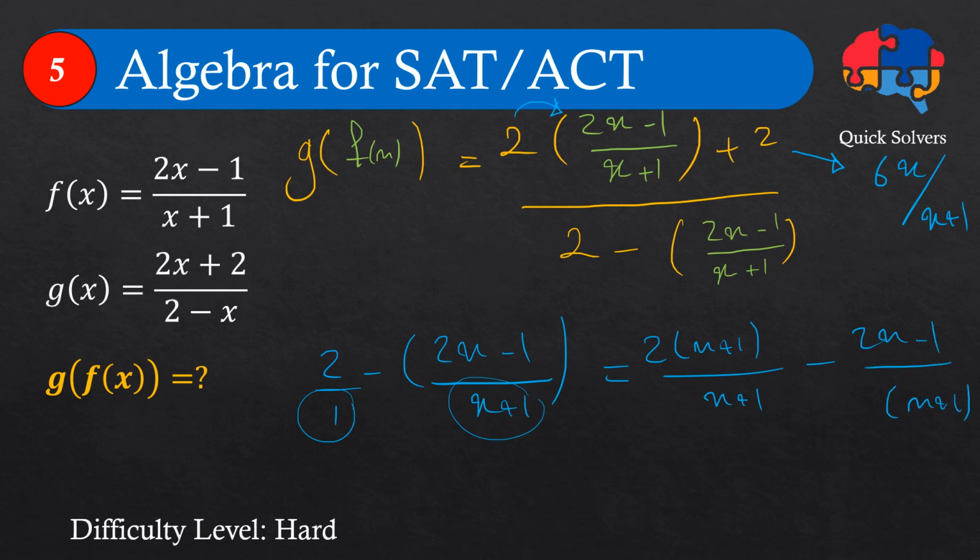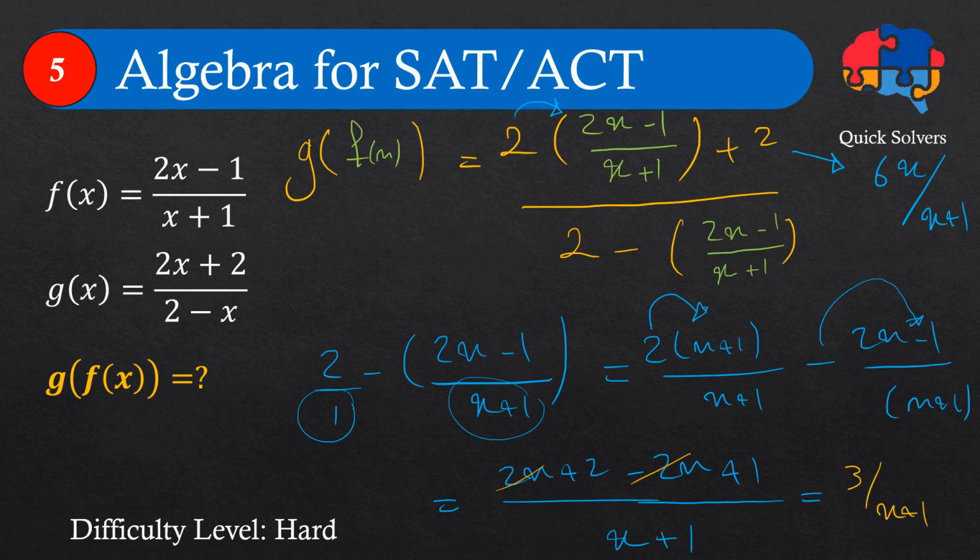And I can rewrite that as 2 times x plus 2, if I distribute this, minus 2x, and this minus minus 1 is plus 1, okay? And in the denominator we have x plus 1. And if I further simplify this, well, this 2x and 2x cancel out each other, and what is left is 3 over x plus 1. Okay, that means I can replace the whole expression here by 3 over x plus 1. So let's do it.